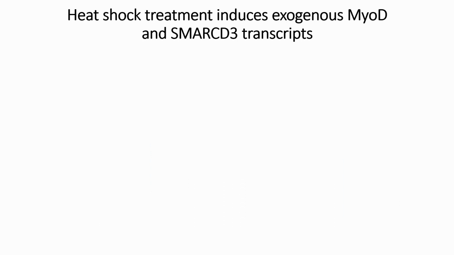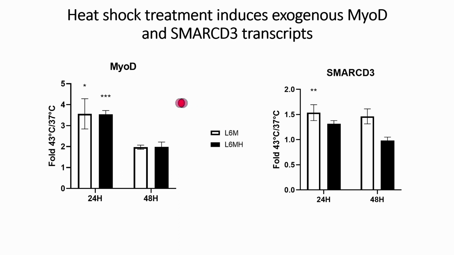So we also wanted to investigate the induction of the transgenes upon the heat shock. And we analyzed the levels of MyoD and SMART-CD3. So here we have the induction of 43 versus 37 degrees. And we saw that after 24 hours from induction, we do have an increase of 3.5 times of MyoD in both L6M and L6MH cells, and then it decreases at 48 hours. And a similar pattern we observe for SMART-CD3, even if the levels of induction are lower.